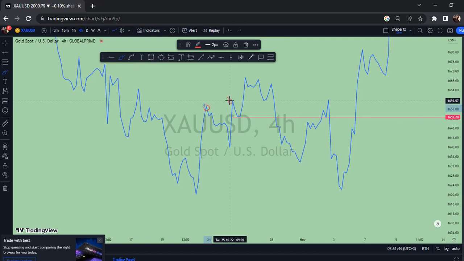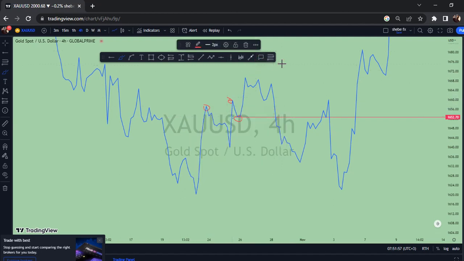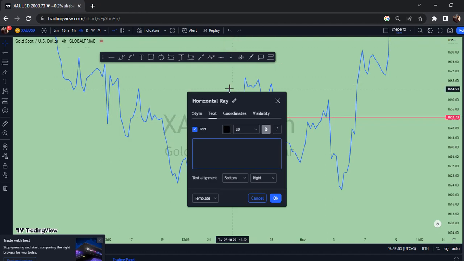Hence, making this one the previous high and this one the previous low. Hence, the break of what? The break of structure. Hence, this one becomes the broken structure. BOS, which is equal to broken structure. I think you get the point now.